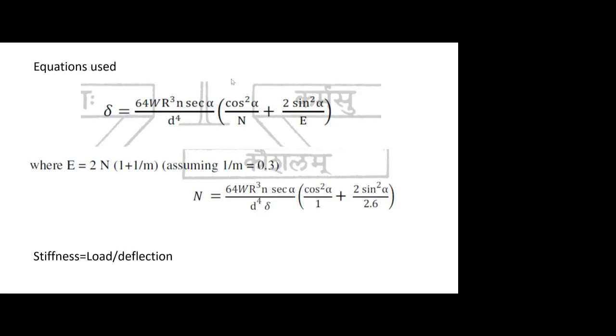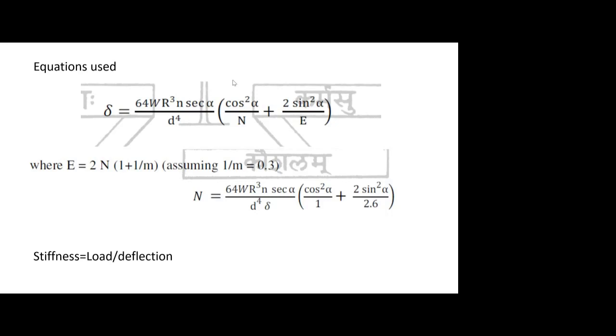For steel, the Poisson's ratio is 0.3. So we can substitute E equal to 2N into 1 plus 0.3, that is 1.3 into 2, which is 2.6. The equation will be reduced to 64WR cube N secant alpha divided by delta, the same equation, D raised to 4 into cos square alpha divided by N plus 2 sine square alpha divided by 2.6. Now N is the only unknown.